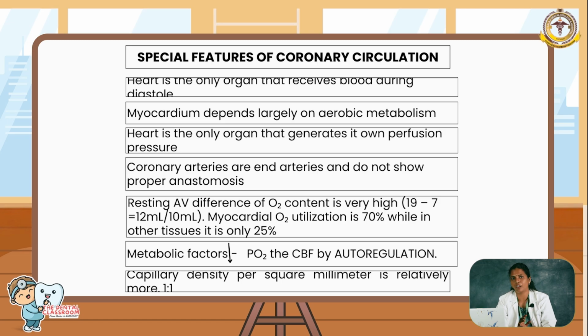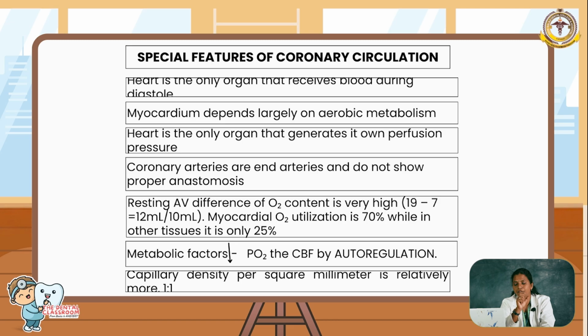That is actually a drawback for the coronary system, because if there were anastomosis we might be saved from MI. Because they are end arteries, if that portion is blocked or affected, that portion of the heart does not receive blood flow and it may lead to ischemia and necrosis, and therefore leads to myocardial infarction. So the important special feature that you have to note here is that coronary arteries are end arteries and do not show proper anastomosis.